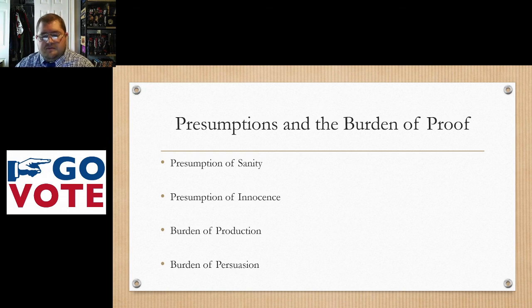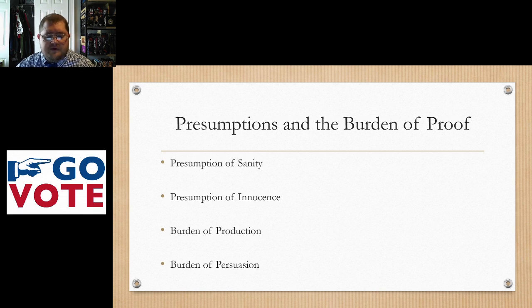There are some presumptions in the trial process: the presumption of sanity, that the person is sane and competent enough to stand trial. Also, the presumption of innocence, innocent until proven guilty. That's a very important aspect of the American court system.